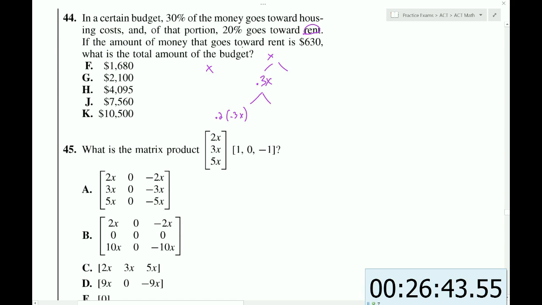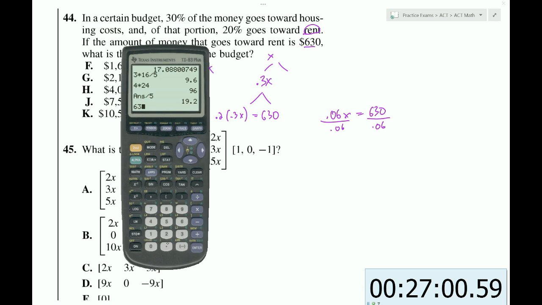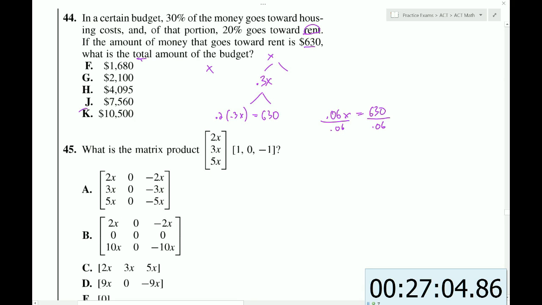If the amount of money that goes toward rent is 630, so that means this equals 630. And we want to solve for the total, which is X. So 0.2 times 0.3 is 0.06. Divide that onto the other side. So 630 divided by 0.06, you get 10.5.